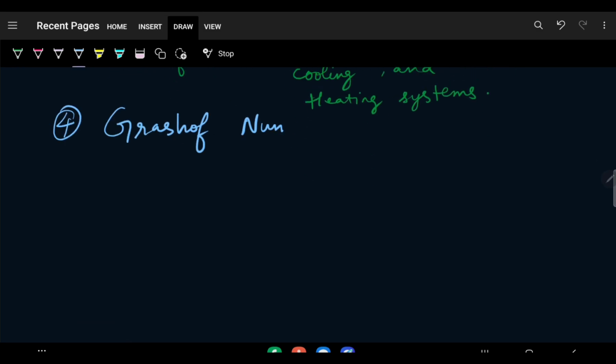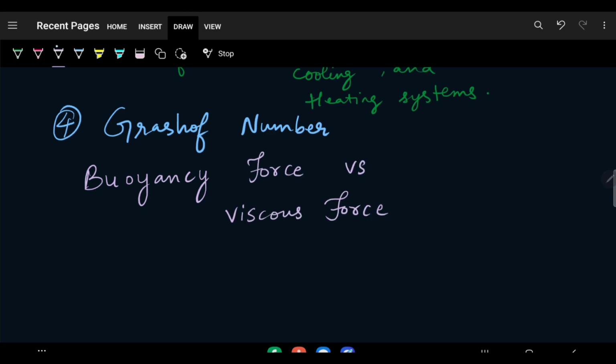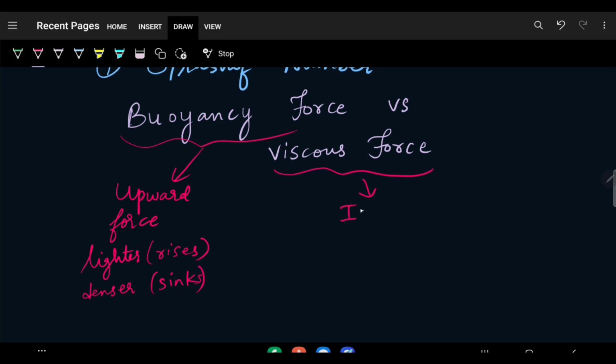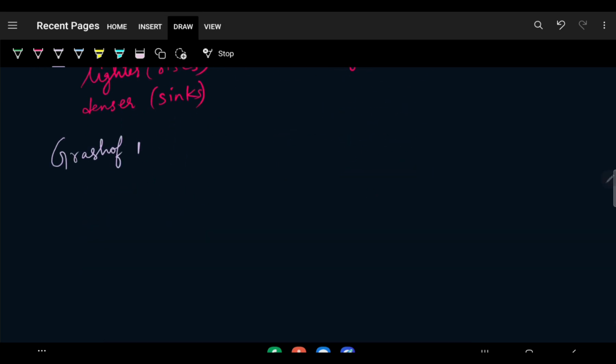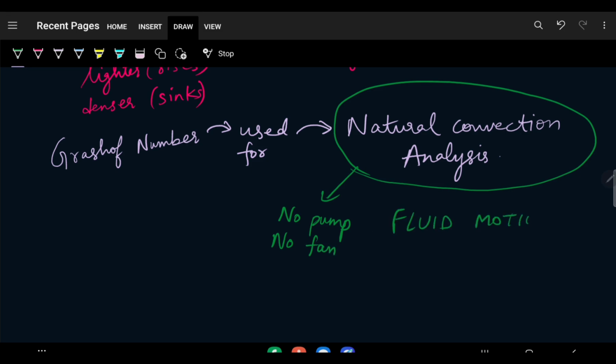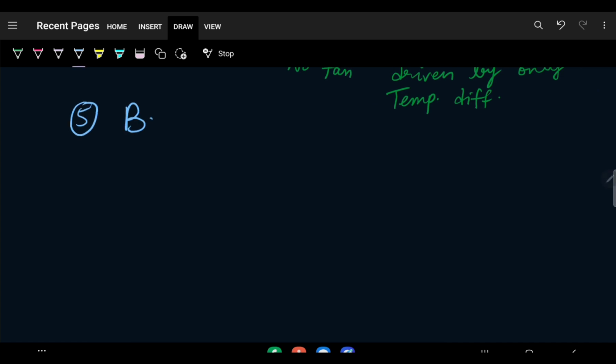Now, coming on to Grashof number, it is something that compares buoyancy force and viscous force. So, buoyancy force is nothing but upward force created when warmer and lighter fluid rises and cooler, denser fluids sink. Viscous force is nothing but internal friction or resistance. Now, coming on to the use of Grashof number, it is used for natural convection analysis. Natural convection means fluid motion driven only by temperature differences, and it has nothing to do with pump or fan.